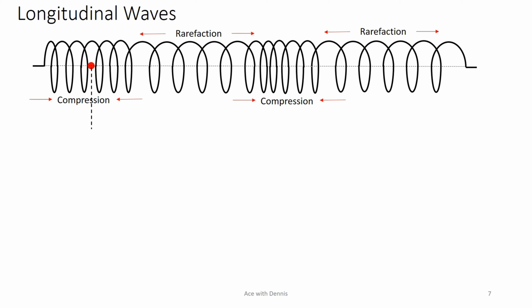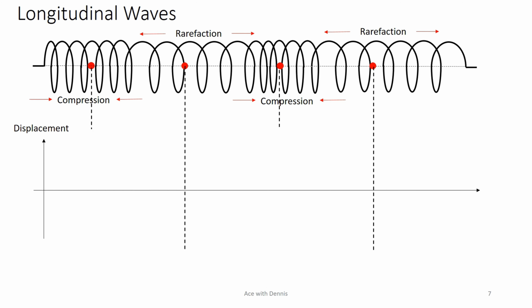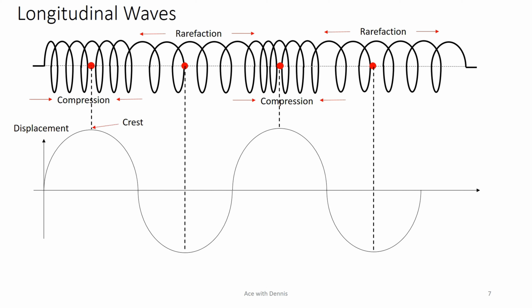What we can do is take the center of each compression and the center of each rarefaction. For the center of compression, we mark it as the maximum point of the wave. For the center of rarefaction, we mark it as the minimum point of the wave. Then we join those points together, and we can produce the waveform of longitudinal waves.